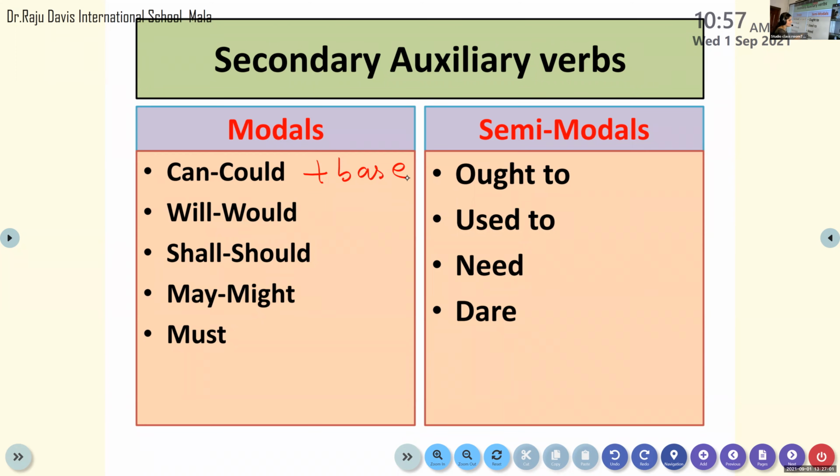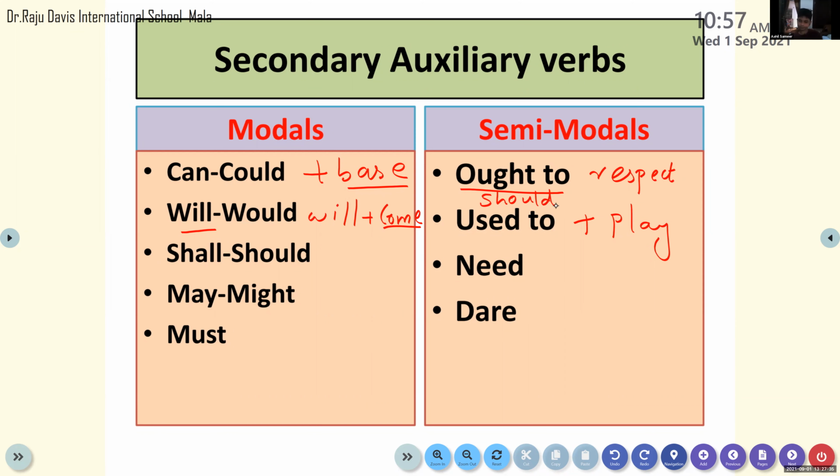I can cook. I can run. I used to play. So if you are using I will come, will plus come. See, everywhere I'm using the base form, right? After modal auxiliaries, after semi-modals. I ought to respect my parents. Ought to, the word is equal to the word should. Ought to means should.